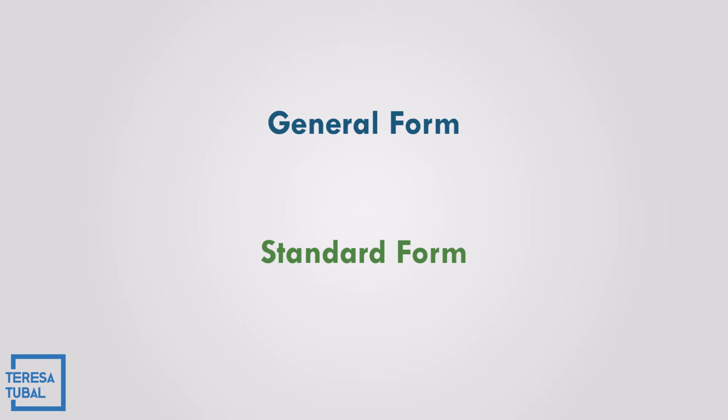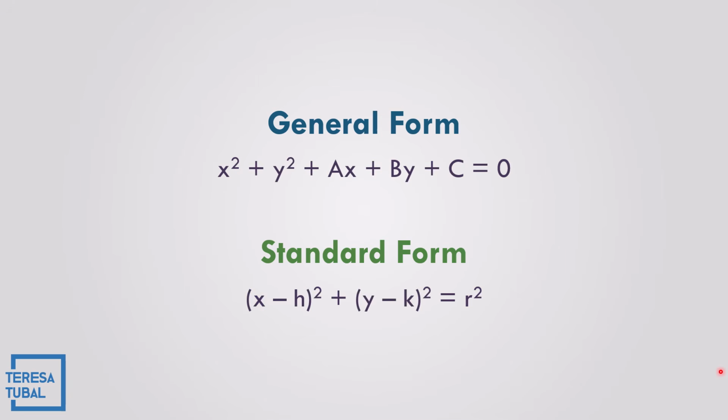The general form of the equation of the circle is x squared plus y squared plus ax plus by plus c equals 0, while the standard form of the equation of the circle is the quantity x minus h squared plus the quantity y minus k squared is equal to r squared. When h and k are equal to 0, 0, the standard form is x squared plus y squared is equal to r squared.